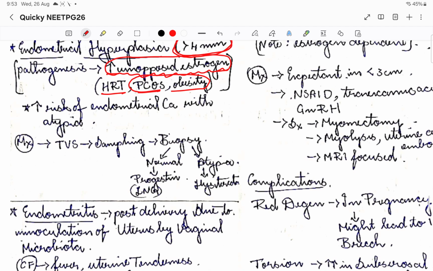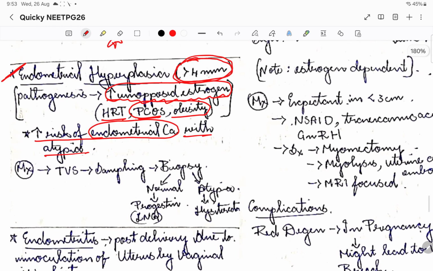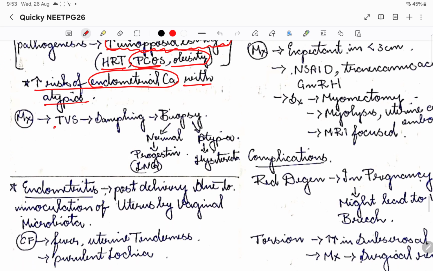This endometrial hyperplasia can be a high risk for endometrial carcinoma, so it might lead to endometrial carcinoma. That is why we have to rule out the atypia, and why in management we look for any pathology. Any patient that comes with endometrial hyperplasia, the first thing we do is TVS, ultrasound. Then after TVS, we go for sampling. We'll take the sample for each and every postmenopausal woman that comes to you with endometrial hyperplasia.